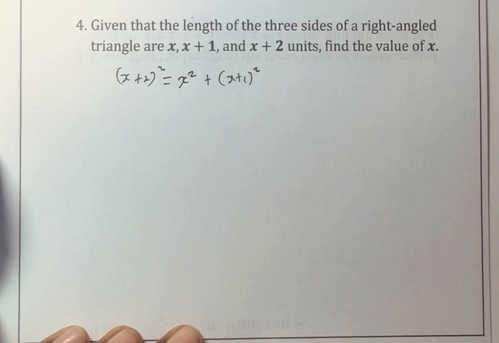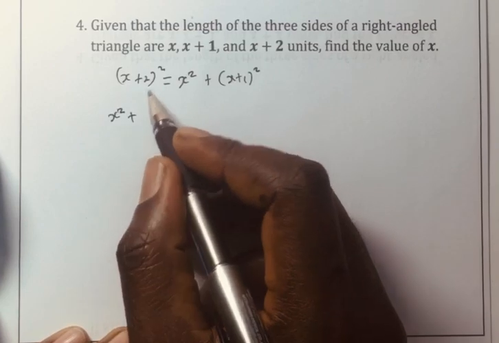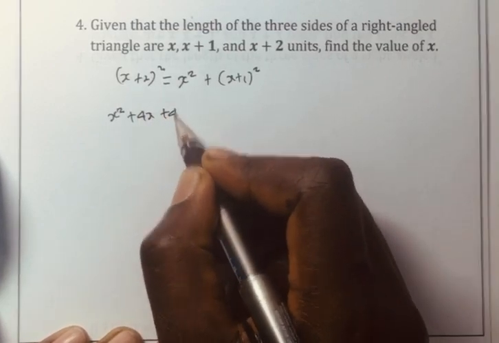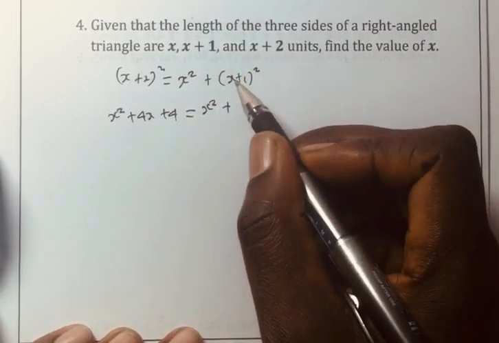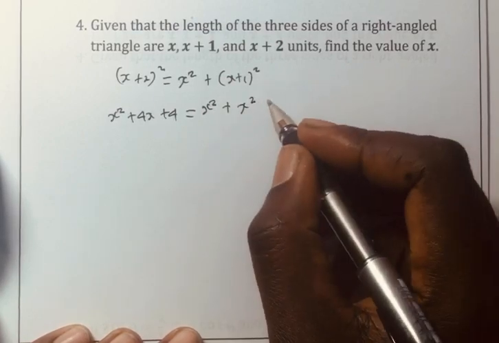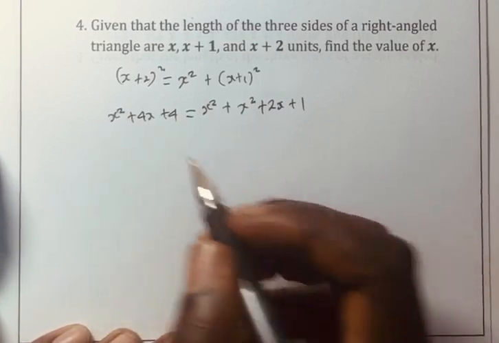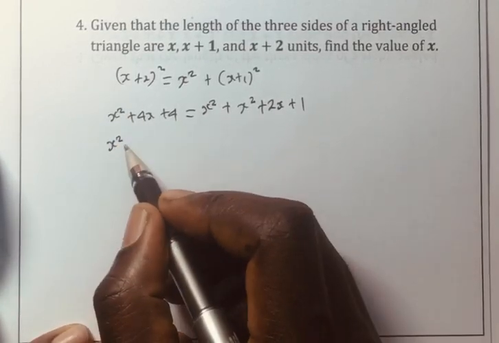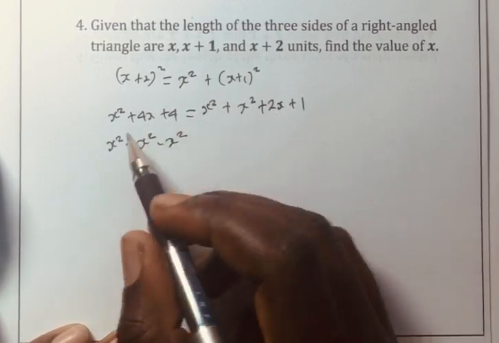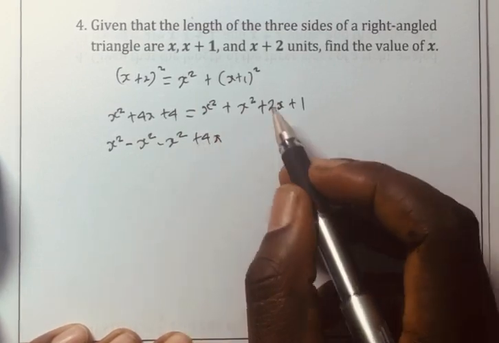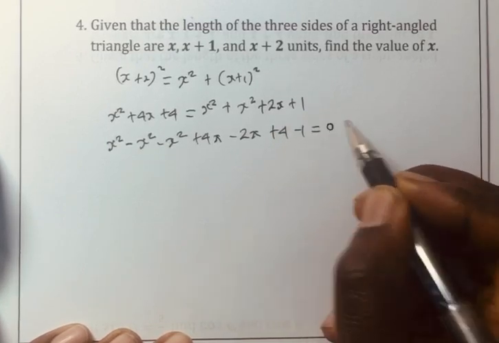So you can use quadratic identities to have the left hand side as x squared plus 4x plus 4 is equal to x squared. You can use quadratic identities here again and have x squared plus 2x plus 1. So you can collect like terms so that we have x squared minus x squared minus x squared plus 4x minus 2x plus 4 minus 1 is equal to 0.